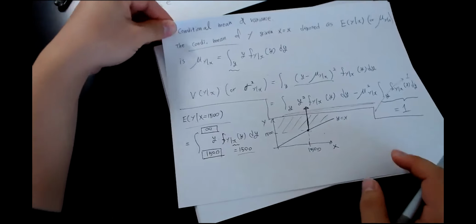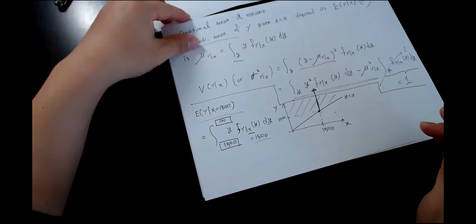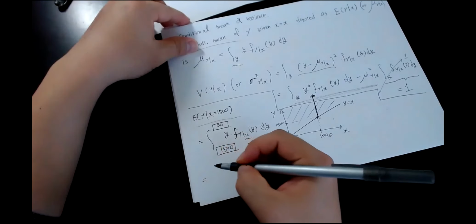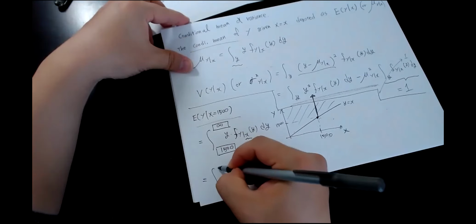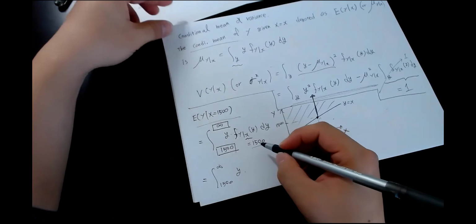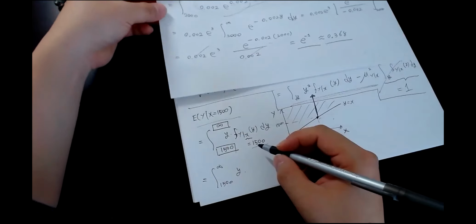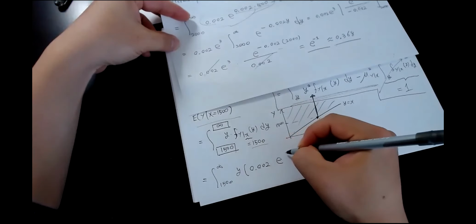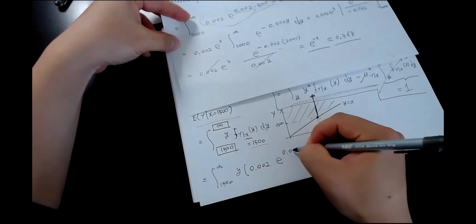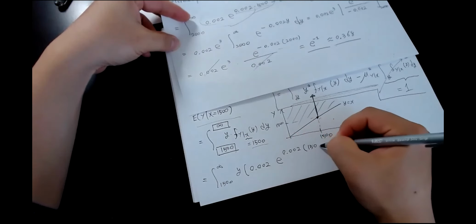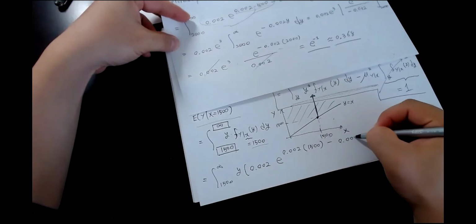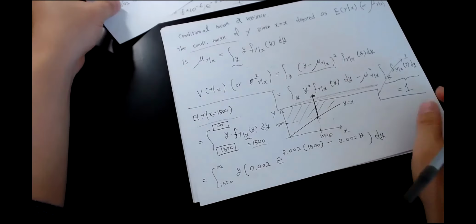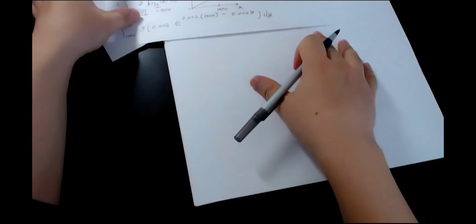So now this is equal to the integral from 1500 to infinity of y times f of y given x, I mean, the conditional density. This is 0.002 times e to the 0.002 times 1500 minus 0.002y, and then dy.